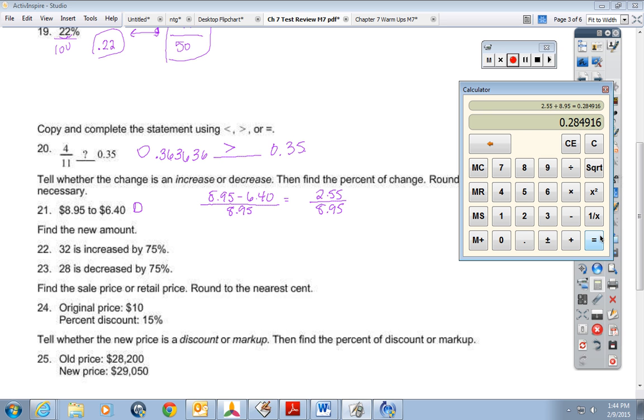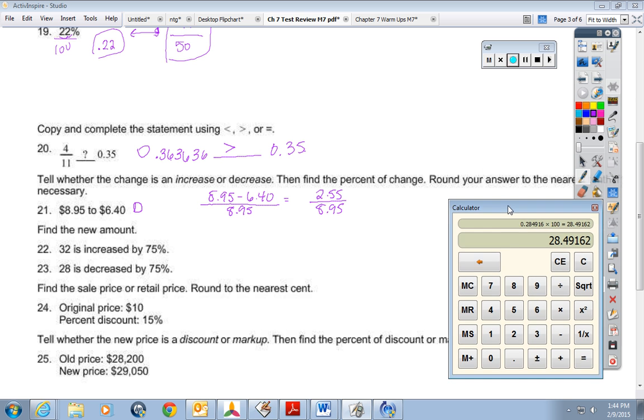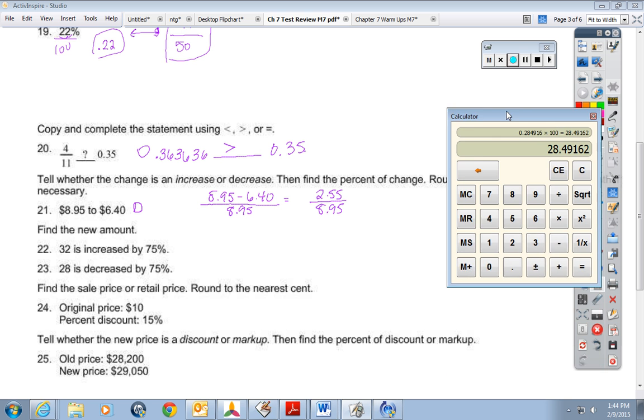Okay, so I'm going to take this, multiply by 100, and I get 28. It says round to the what? To the nearest tenth. So I get 28.5%.